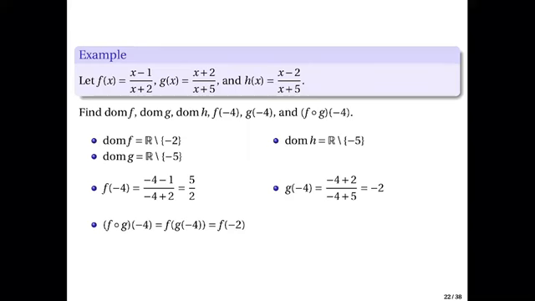But notice, look at this. The domain of f is the set of real numbers except negative 2. But now we are evaluating f at negative 2. And in fact, if you replace the x here with negative 2, you will have a 0 denominator, which means this is actually undefined. Meaning f circle g of negative 4 is undefined.